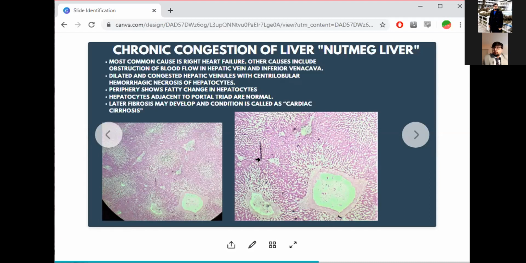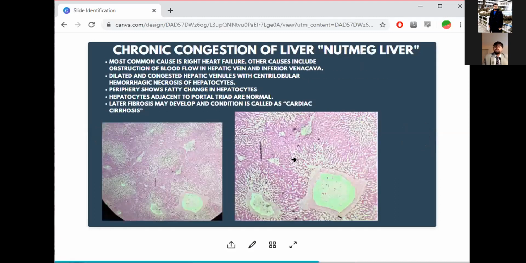Now, in one of the portal triads, you can see that the cells that are immediately close to the portal triad are more or less normal. You can make out that they are individual cells. The sinuses there are not really dilated that much, but here they are. And not only are they dilated close to the central vein, they're also filled with something. This here is your extracellular fluid accumulation, and this is what chronic congestion looks like.